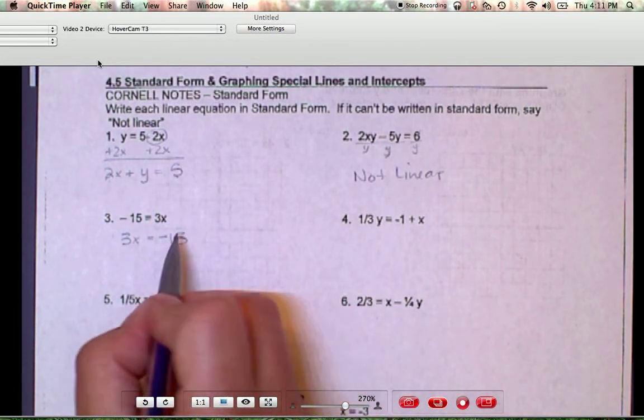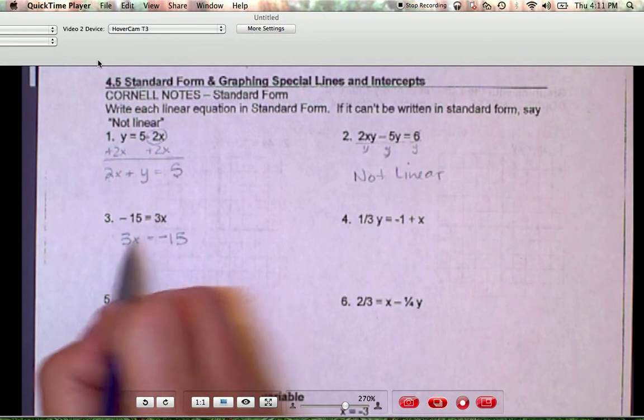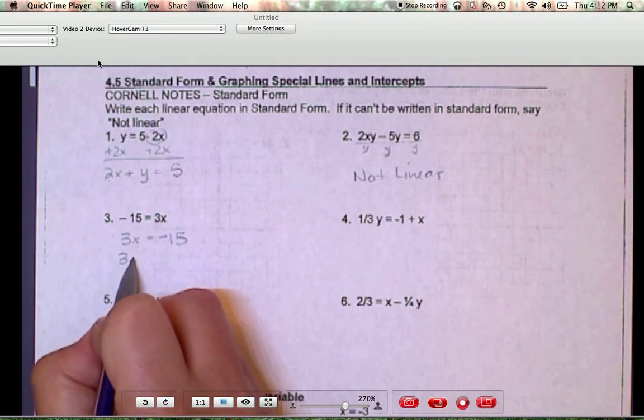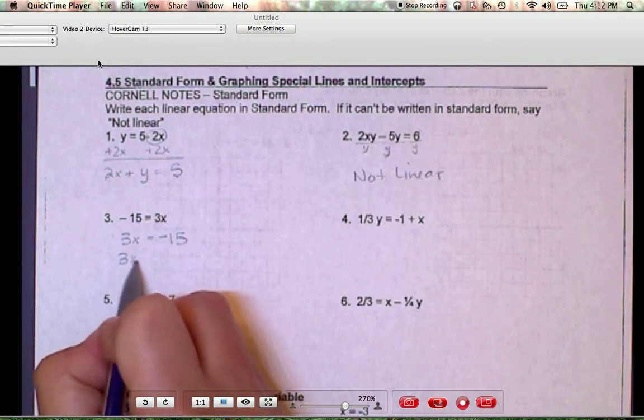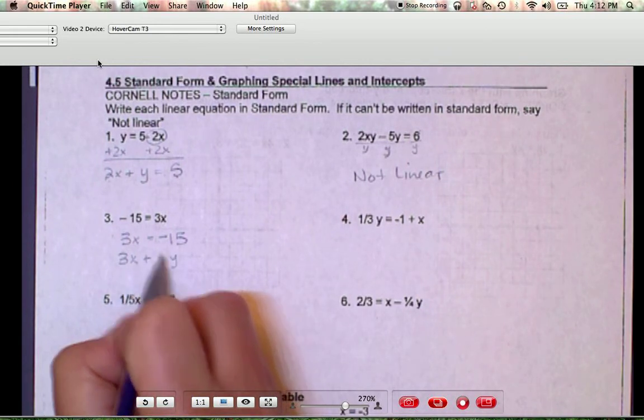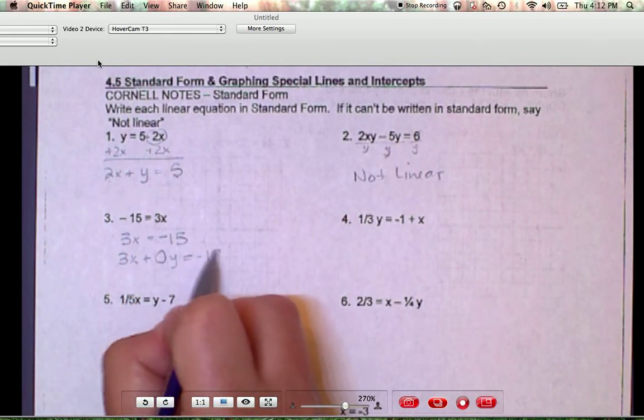Next thing we need to do is, it's okay if we write this and we include a y also. What would that y be? 3x plus how many y's? 0y equals negative 15.